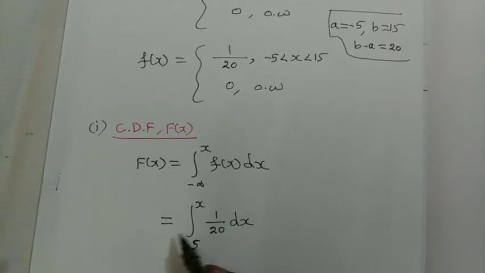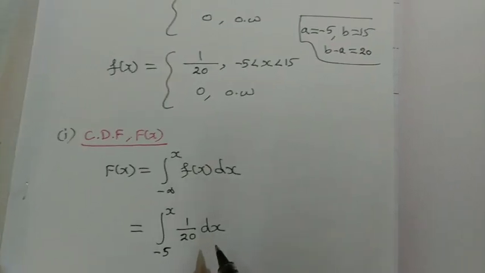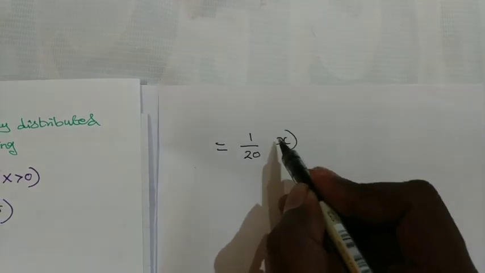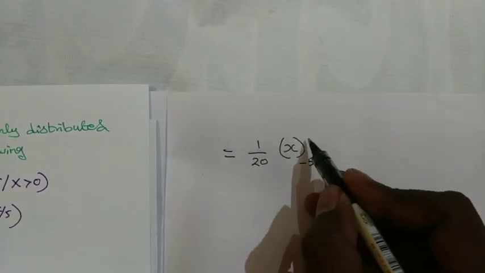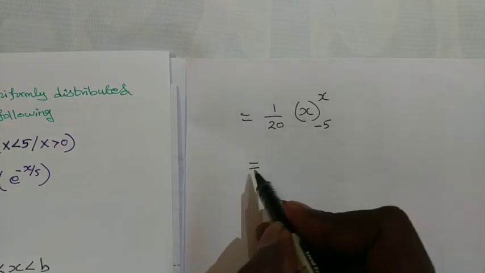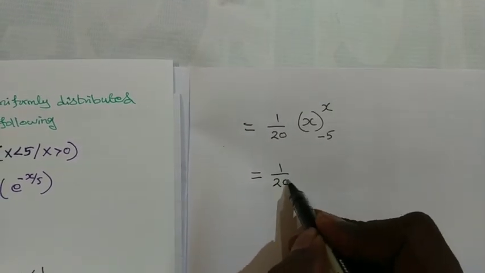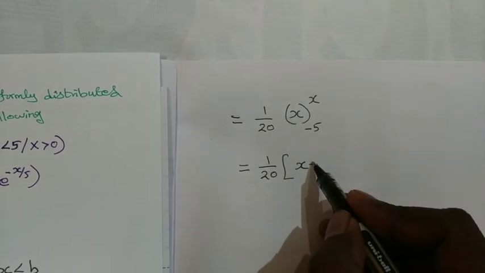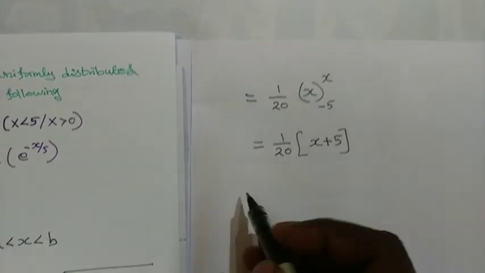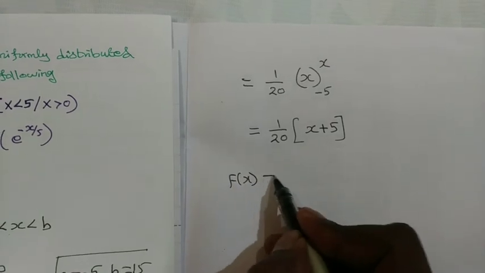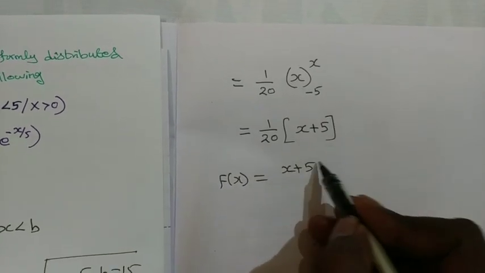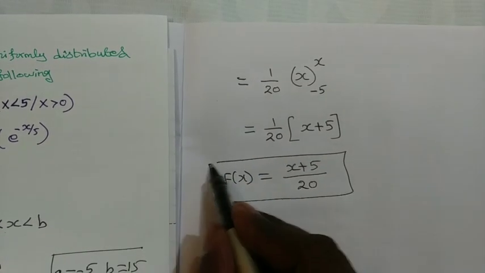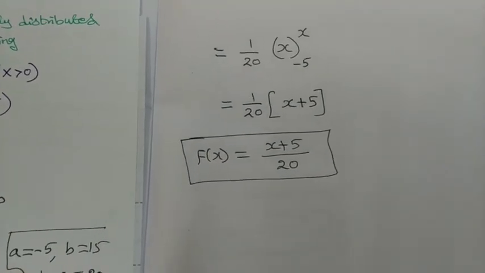Next, 1 by 20 can be taken outside. Integration of dx is x. The limit is -5 to x. So 1 by 20 into, substituting the upper limit, x minus of minus 5, that is x plus 5. So finally capital F of x is equal to x plus 5 by 20. So this is the cumulative distribution function, capital F of x.